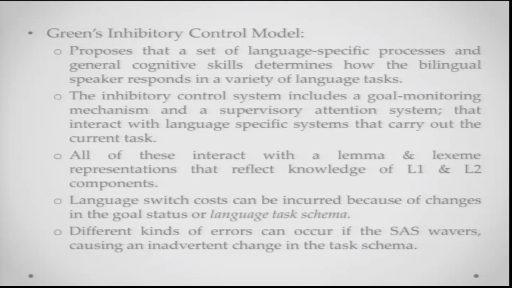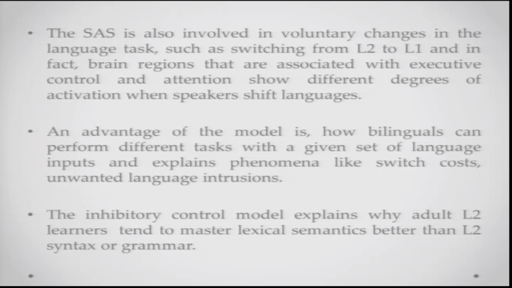So, those kind of errors can be there. Now, the SAS has also been found to be involved in voluntary changes in language tasks. Suppose, for example, there is a free language switching task and I am free to name in either L1 or L2. In such a case, when switching from L2 to L1, the brain regions associated with executive control, inhibition of response, activation of response, selection of response and attention will show different degrees of activation when shifting between languages.